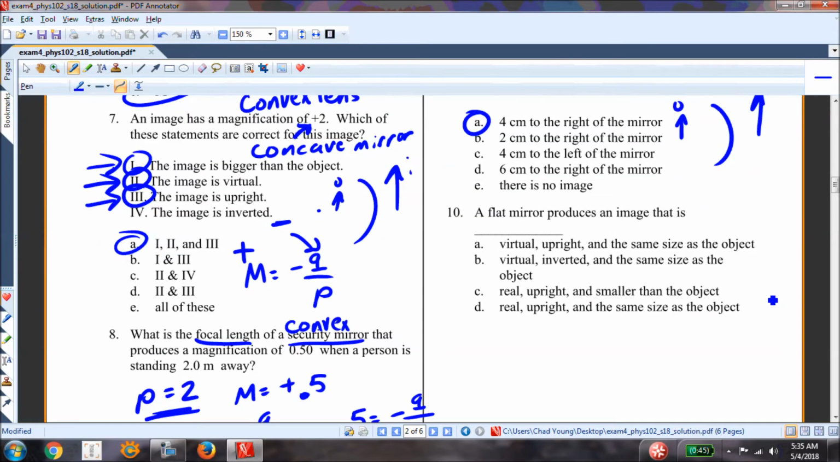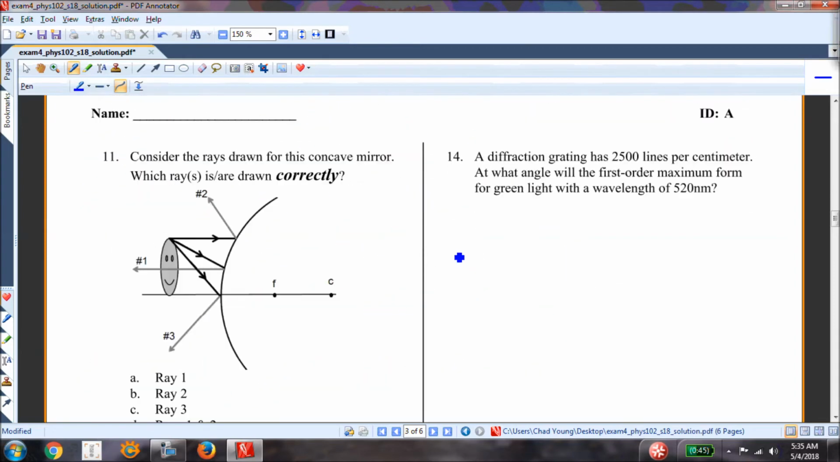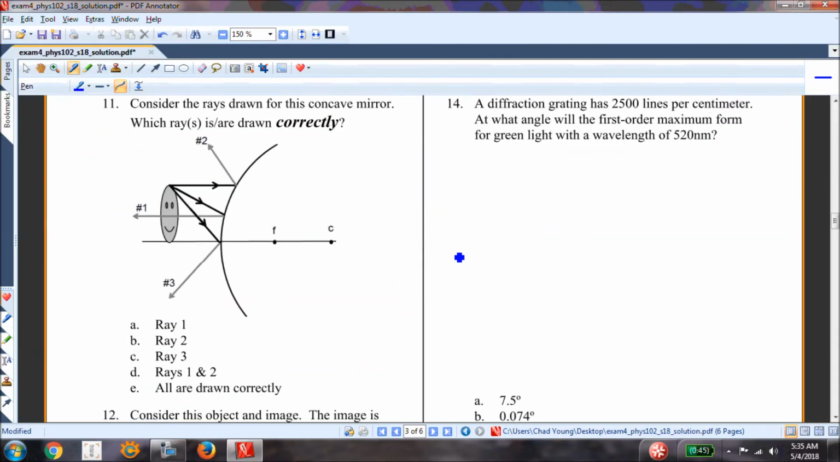A flat mirror produces an image that is virtual, upright, and the same size as the object. Which of these rays are drawn correctly? Okay, parallel to the axis and then through the focal point. Remember, you trace it back and then it goes, so that one's okay. This one goes through the focal point, yes, and then it goes parallel to the axis, that one's okay. And this one goes to the center of the mirror and then back again.